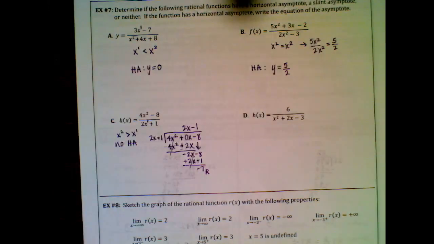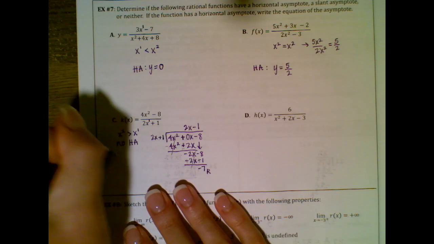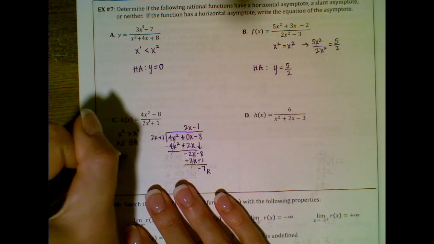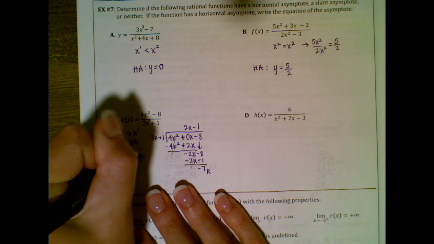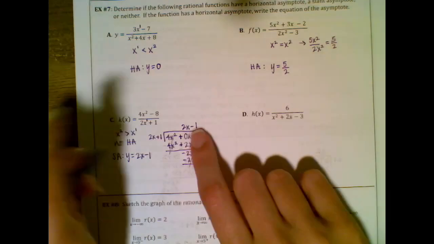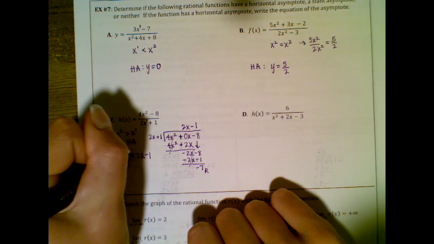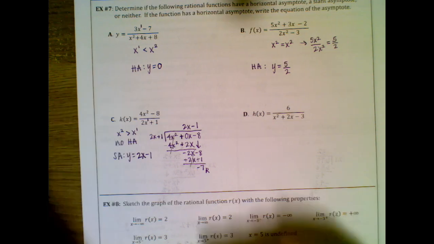And I don't really care about that remainder because my slant asymptote is at y equals 2x minus 1. It's whatever is left over up there. Hopefully we are getting the hang of this by now. Okay?